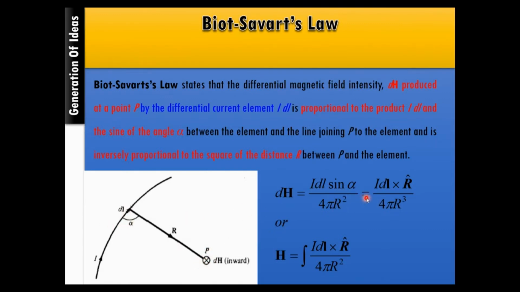So if you rewrite this one, it will become I dL cross unit vector R. This unit vector R describes the direction of the magnetic field.